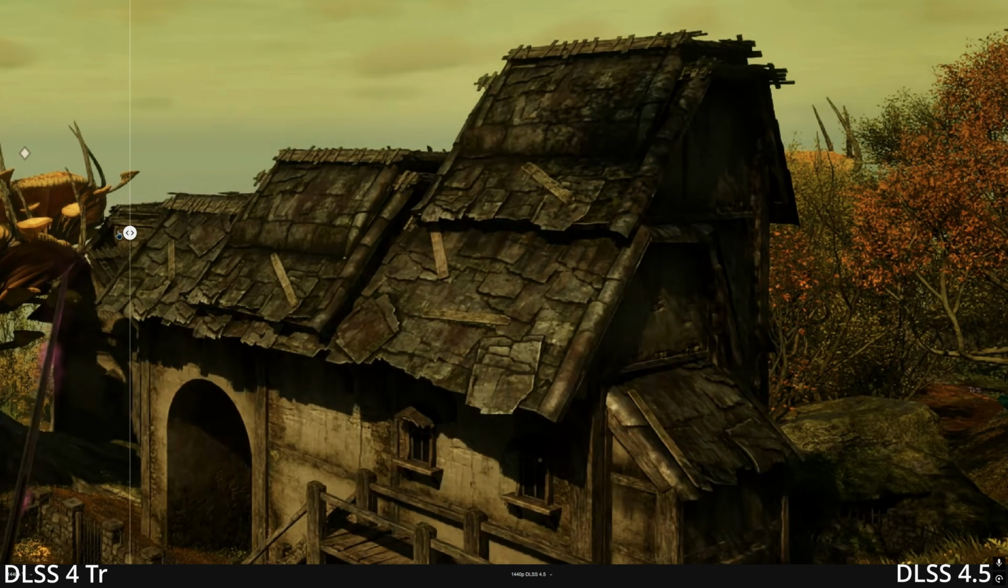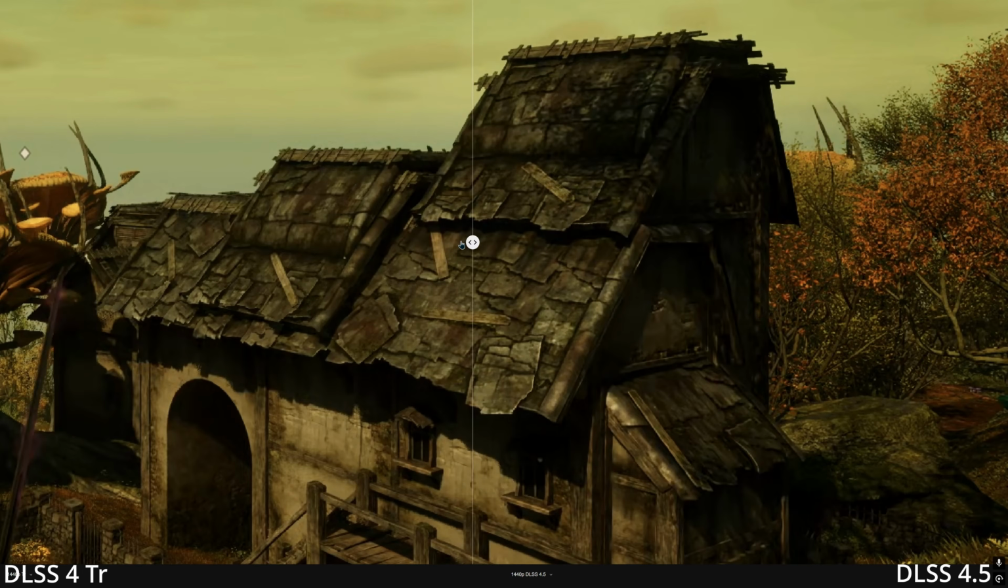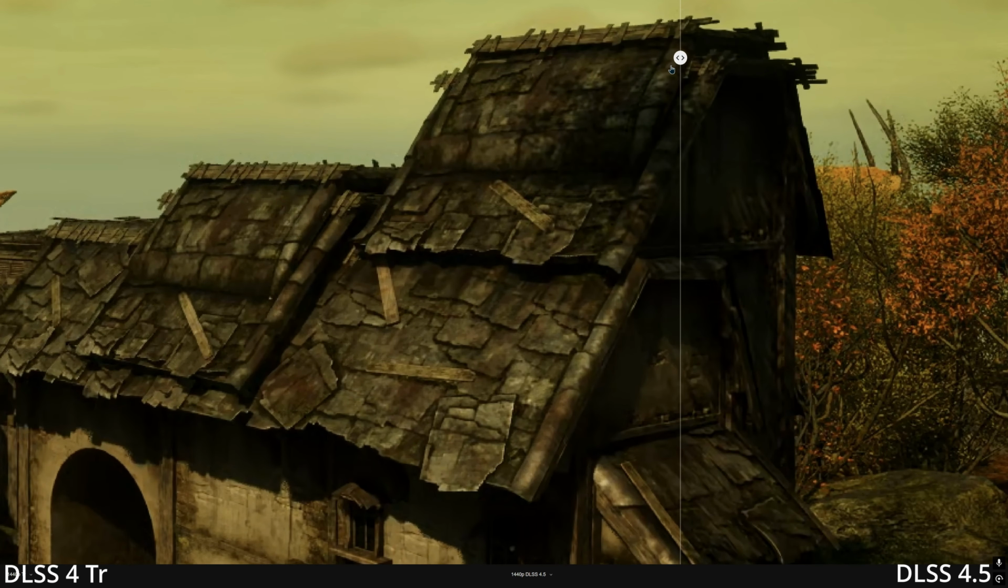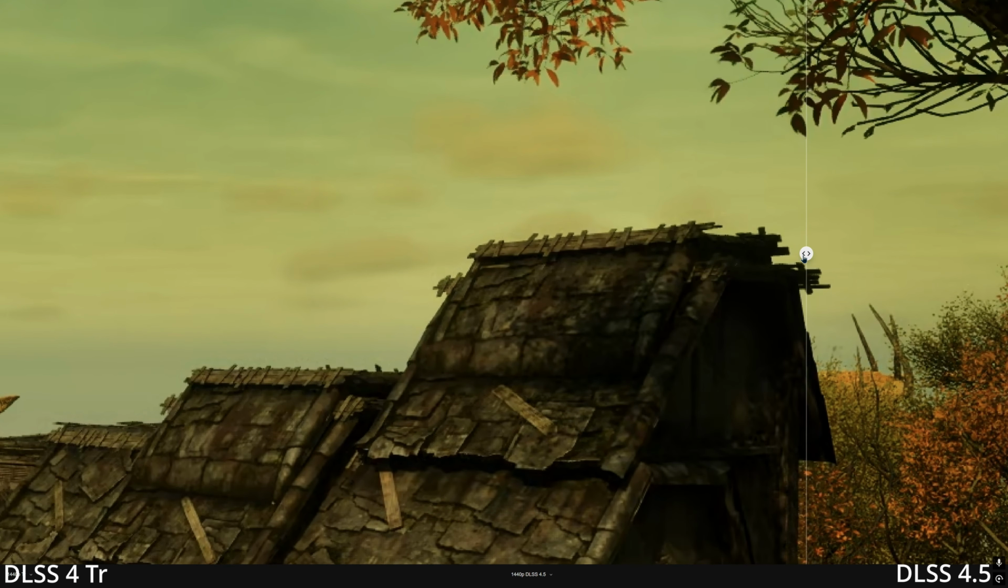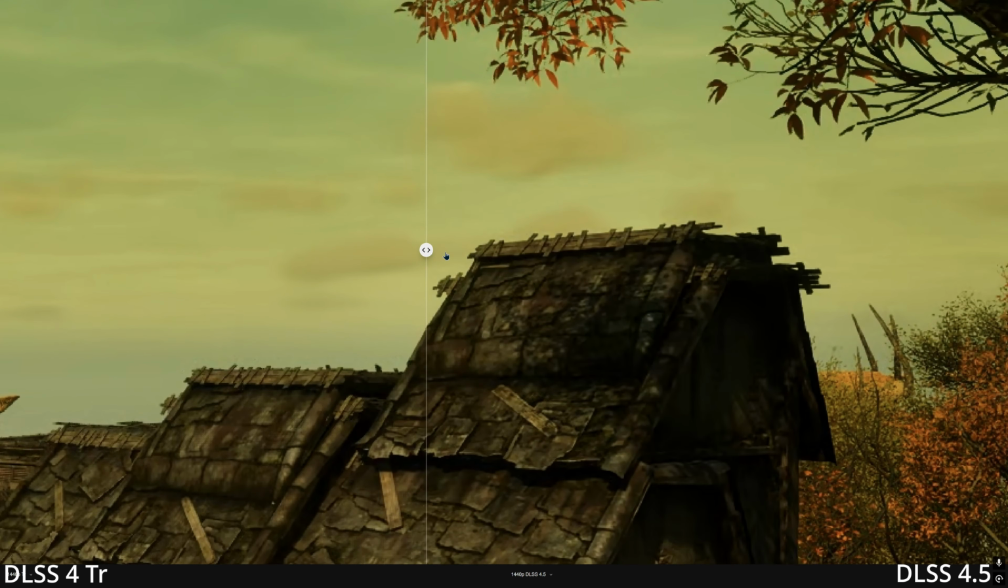And as seen with the CNN model, the difference in image quality and detail isn't quite as pronounced, but you can still see that there's a clear gain as you move from transformer first gen, that is DLSS 4, to transformer second gen, which is DLSS 4.5.